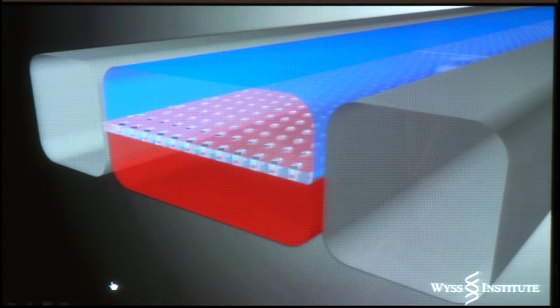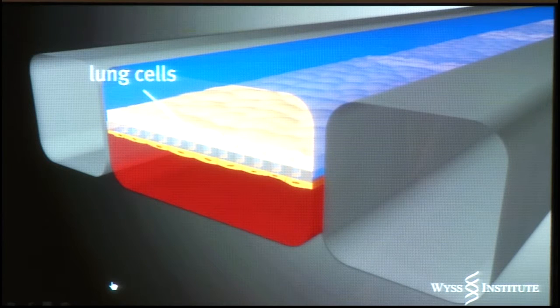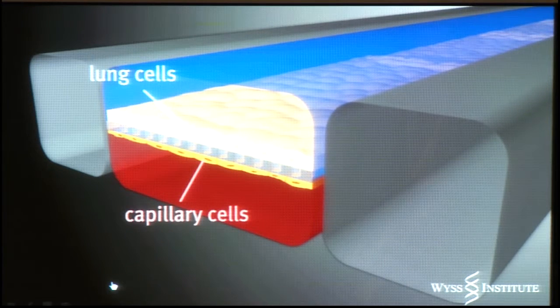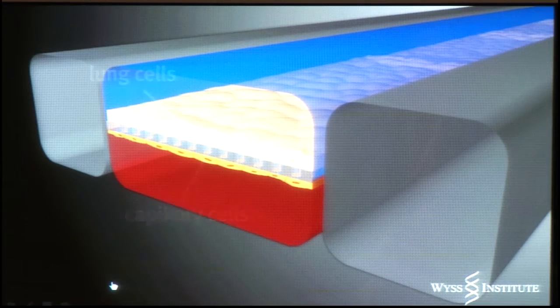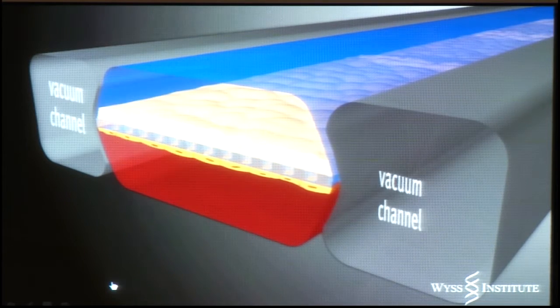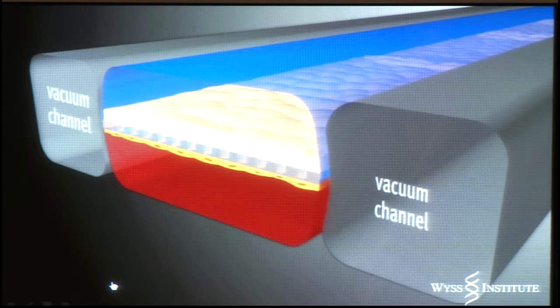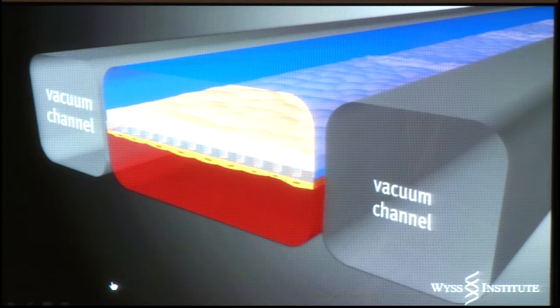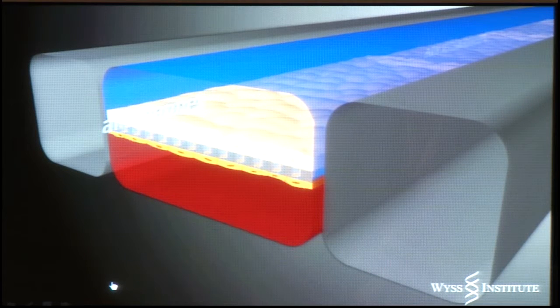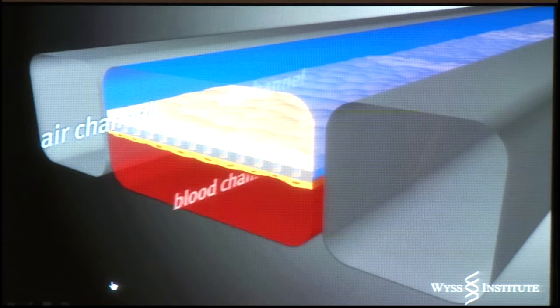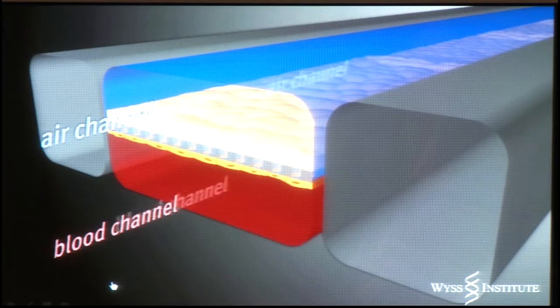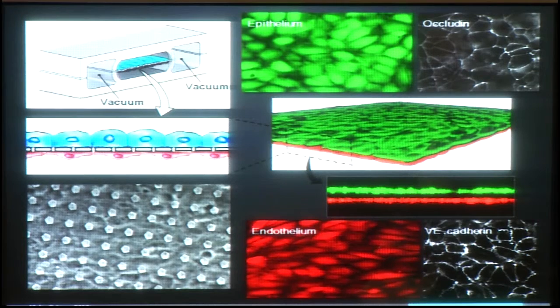And onto this membrane, we seed the cells, the lung cells in this case, and underneath the capillary cells. By applying vacuum on both sides of the channel, you can stretch the cells and apply a mechanical stress onto them the same way they would experience in the alveoli. You can also, as I mentioned earlier, put air on the top and flow growth medium to mimic blood flowing. So how does it look under a microscope?